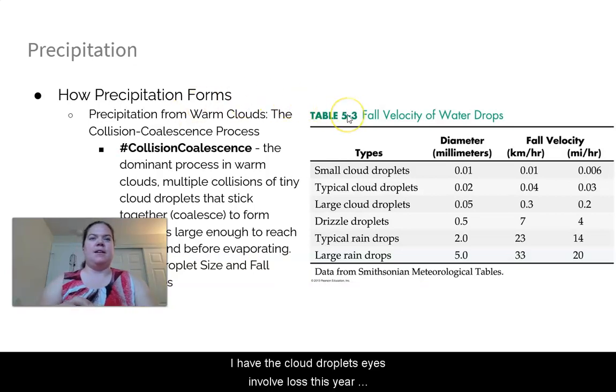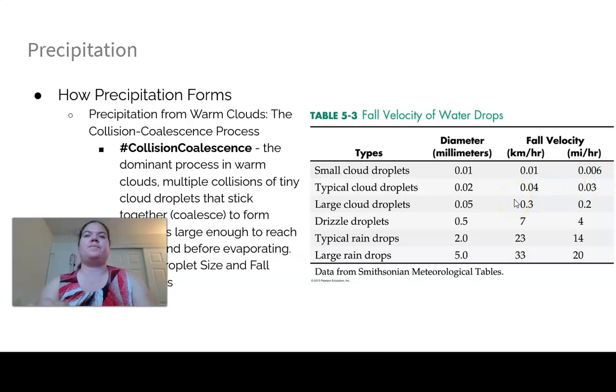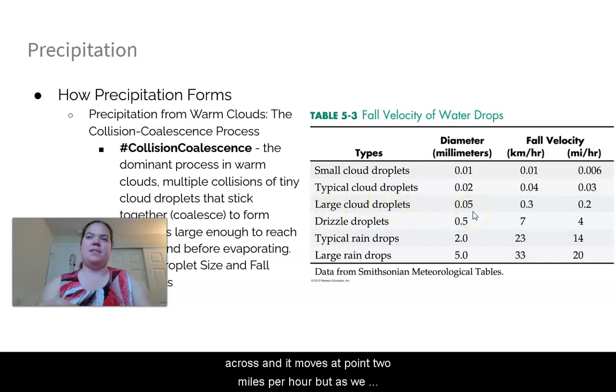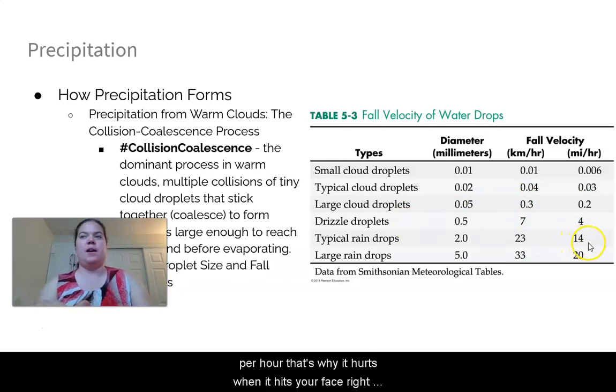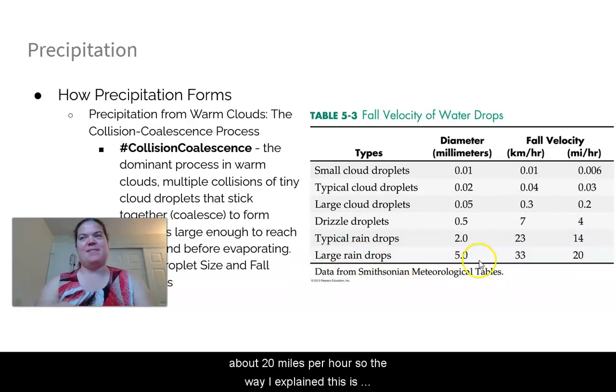I have the cloud droplet size and fall velocities to your right. So small cloud droplets have a diameter of 0.01 millimeters and fall at roughly 0.006 miles per hour. That's really, really slow. Now, as we move to a large cloud droplet size, it's 0.05 millimeters across and it moves at 0.2 miles per hour. But as we get to typical rain droplets, they can move up to 14 miles per hour. That's why it hurts when it hits your face, right? And then large rain droplets can fall at about 20 miles per hour.